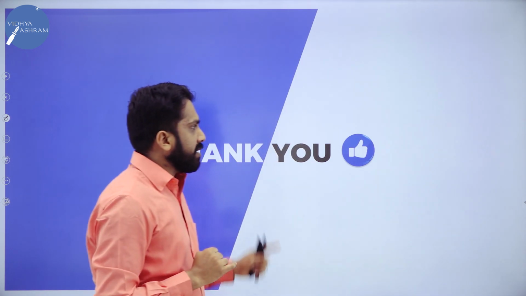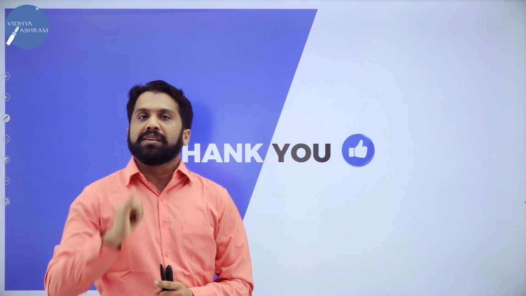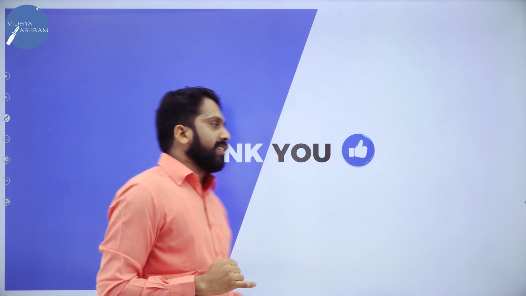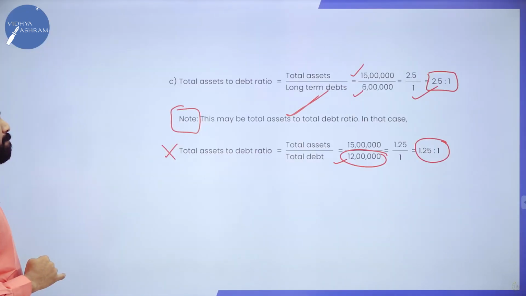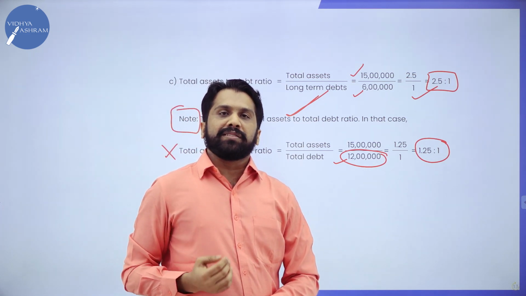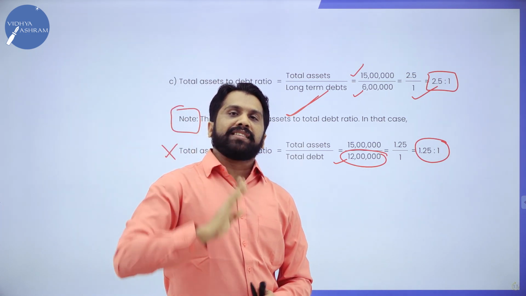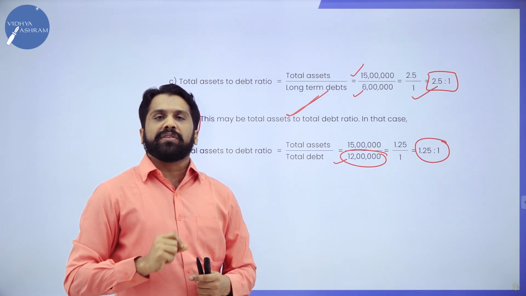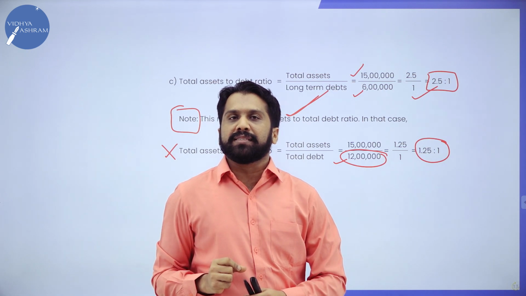And the last part is what we just discussed, asset to debt. In that, what will be your formula? The formula is very simple. Total asset divided by long-term debt. So these are the 5 things which come under solvency ratio. Very important for your examination.